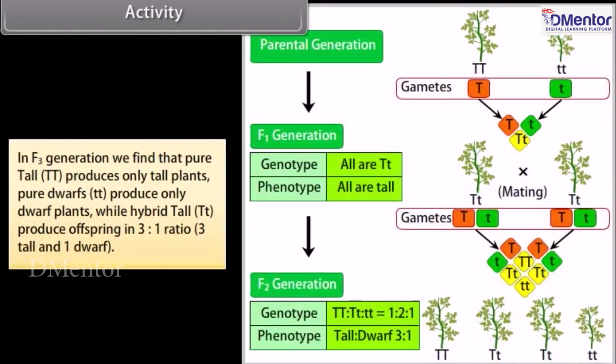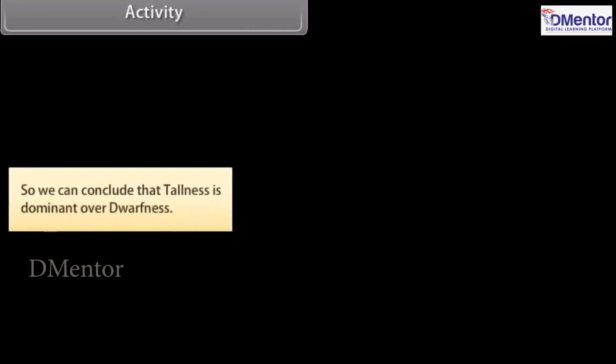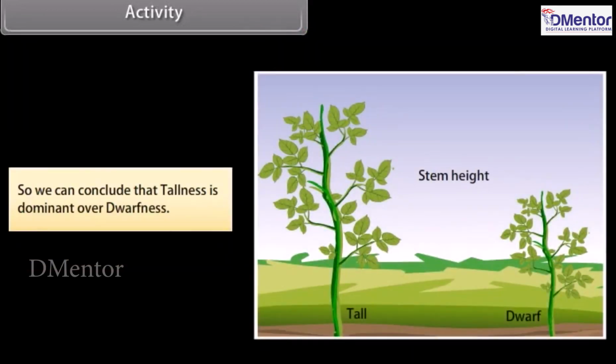In the F3 generation we find that pure tall, TT, produces only tall plants, pure dwarfs, tt, produce only dwarf plants, while hybrid tall, Tt, produce offspring in a 3:1 ratio, 3 tall and 1 dwarf. So we can conclude that tallness is dominant over dwarfness.